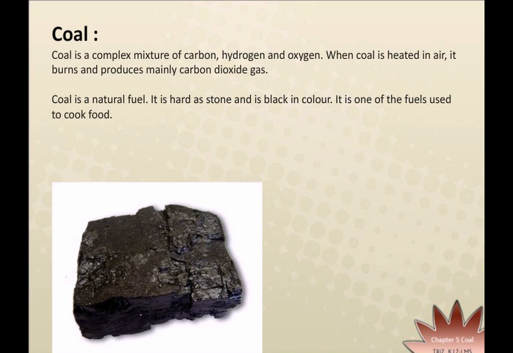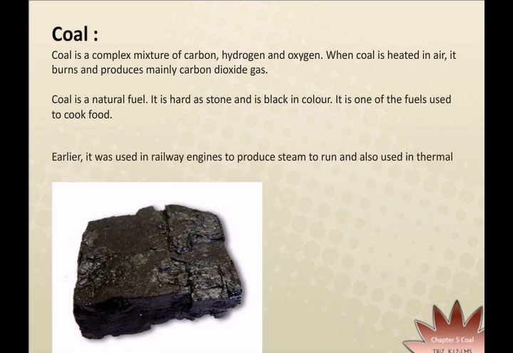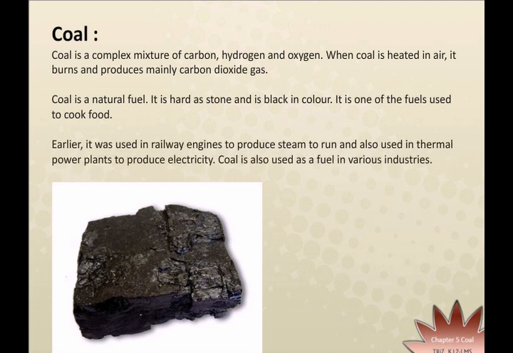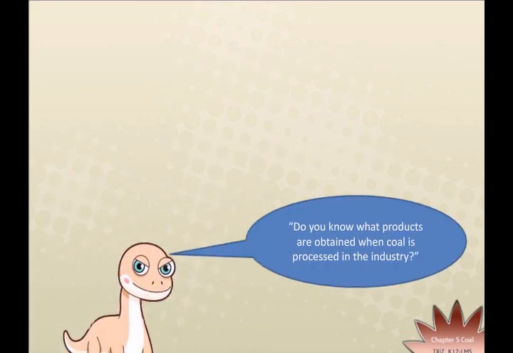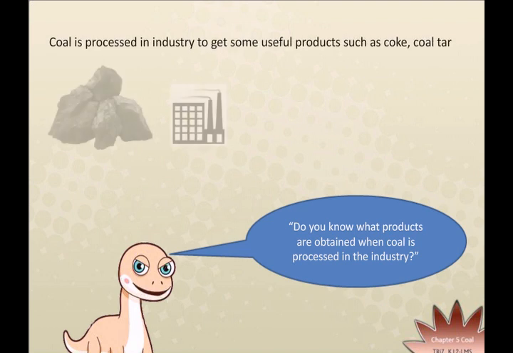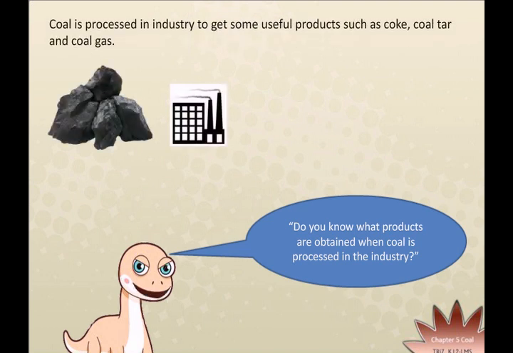It is one of the fuels used to cook food. Earlier, it was used in railway engines to produce steam to run and also used in thermal power plants to produce electricity. Coal is also used as a fuel in various industries. Do you know what products are obtained when coal is processed in the industry? Coal is processed in industry to get some useful products such as coke, coal tar, and coal gas.